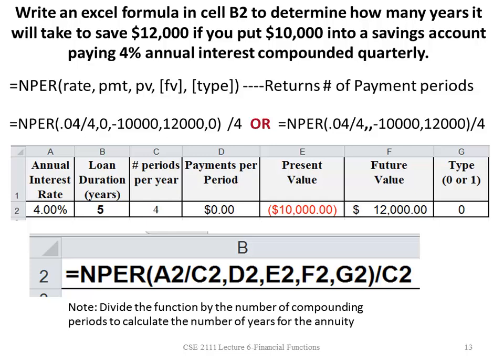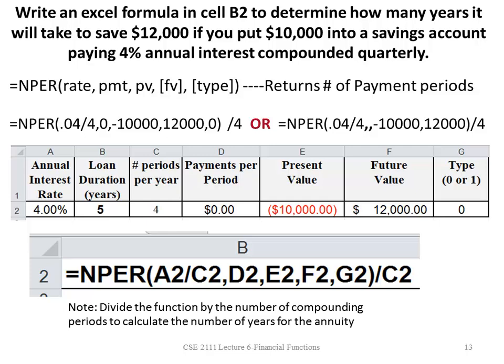Let's do an example of the NPER function, which returns the number of payment periods. Write an Excel formula in cell B2 to determine how many years it will take to save $12,000 if you put $10,000 into a savings account paying 4% annual interest rate compounded quarterly. There's the syntax of the function. Let's plug in the arguments. The rate argument. The interest rate is 4%.